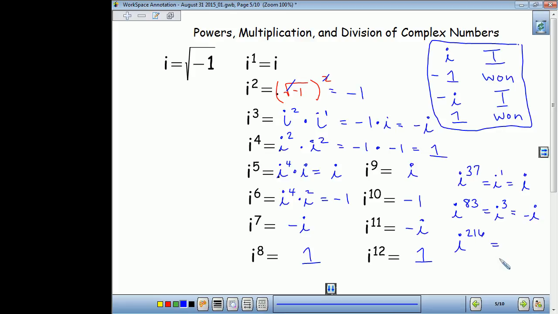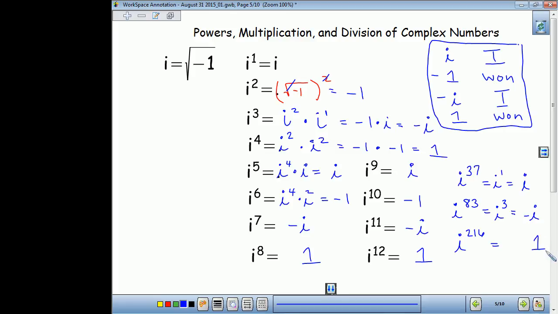That's going to be a 1. Oh, wait, no, it's right. It's 1, because 216 is divisible by 4. Easy, easy. It is 1.